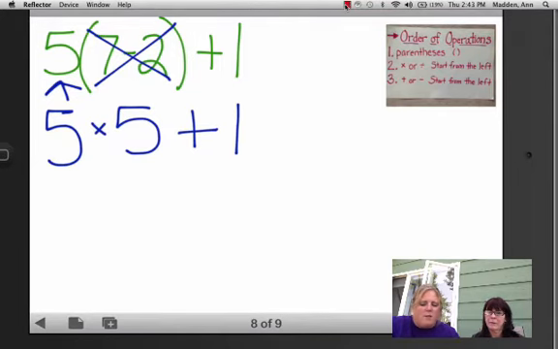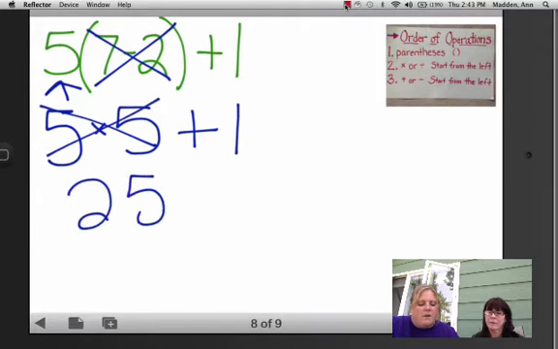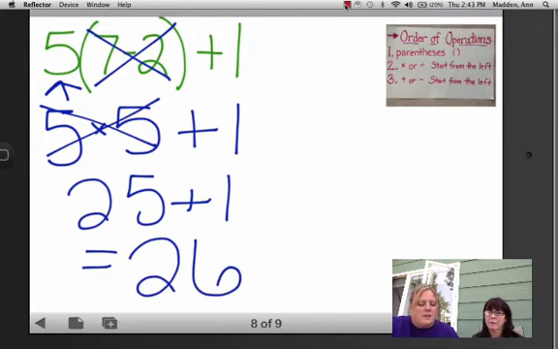I look for multiplication or division. 5 times 5 is 25 plus 1 equals 26.